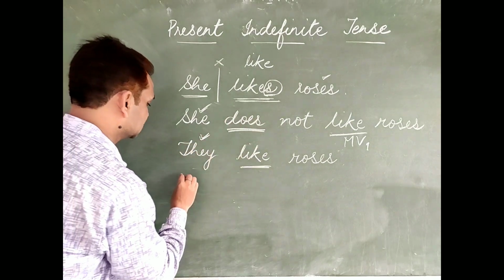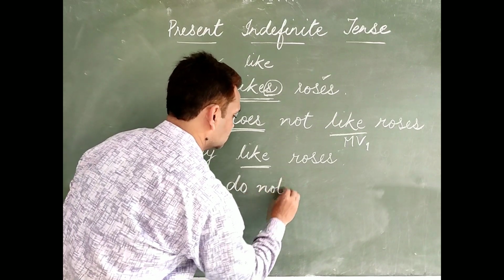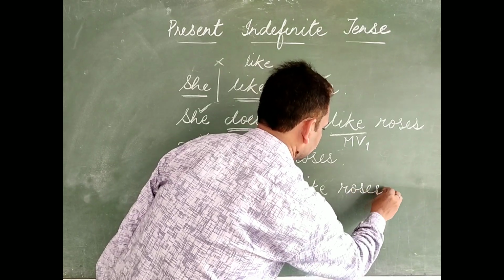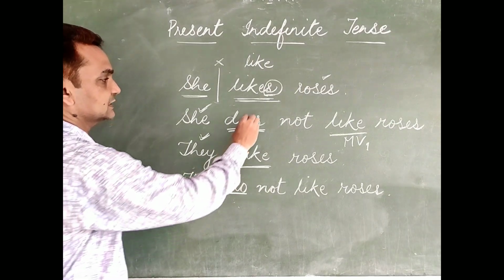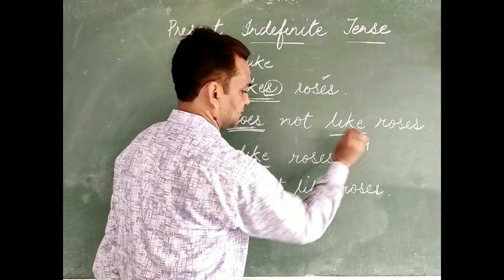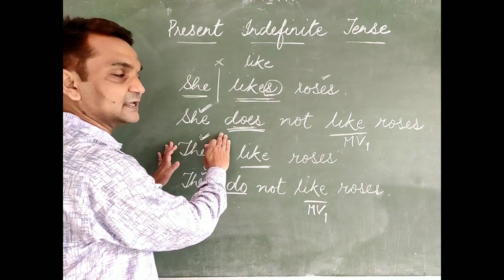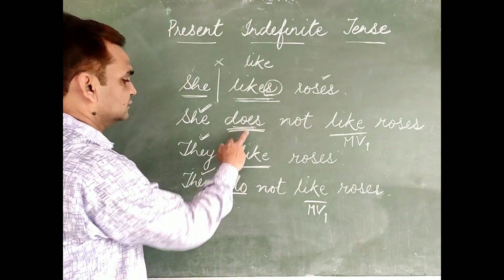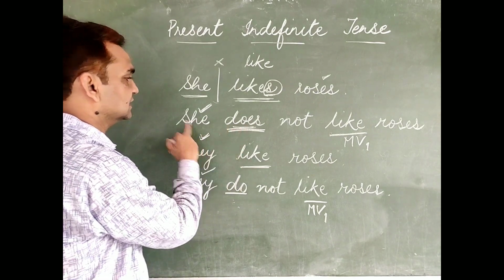Now the negative of this sentence will be they do not like roses. Now do has been taken with plural subject, does has been taken with singular subject. Main verb first form is over here, main verb first form is over here. So in negative sentence always you will be using first form of the main verb. The only difference will be in the use of do and does. Do with plural subject, does with singular subject.